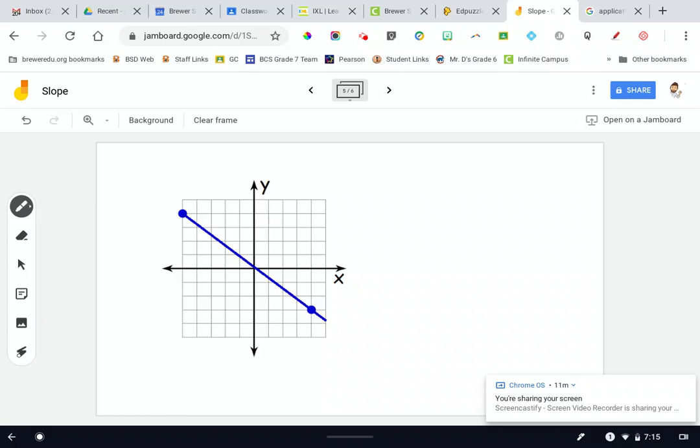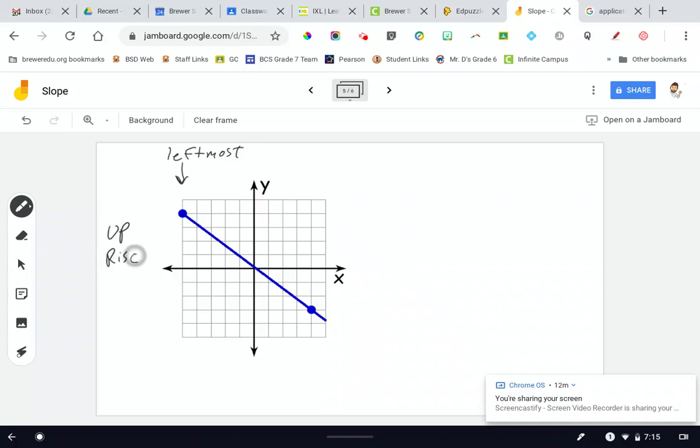So now, to find the slope of this, it's pretty easy. Go from one dot to the next. I always start on the left side. Okay. This is the leftmost. And I'm just going to go, remember, you want to go up. You want to do the rise first.